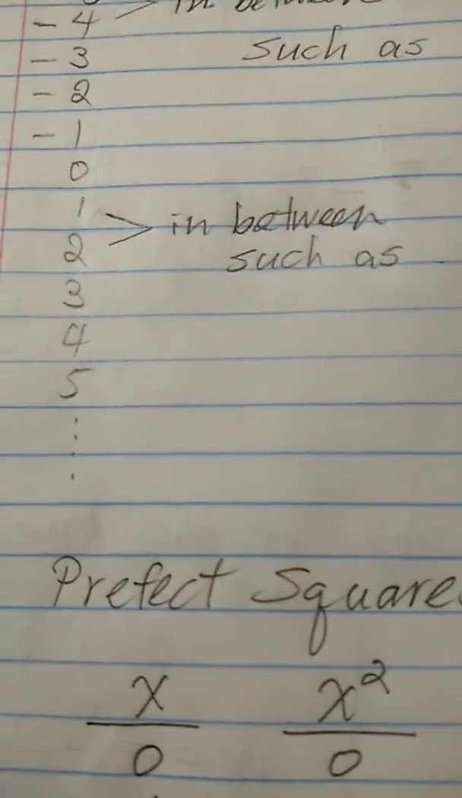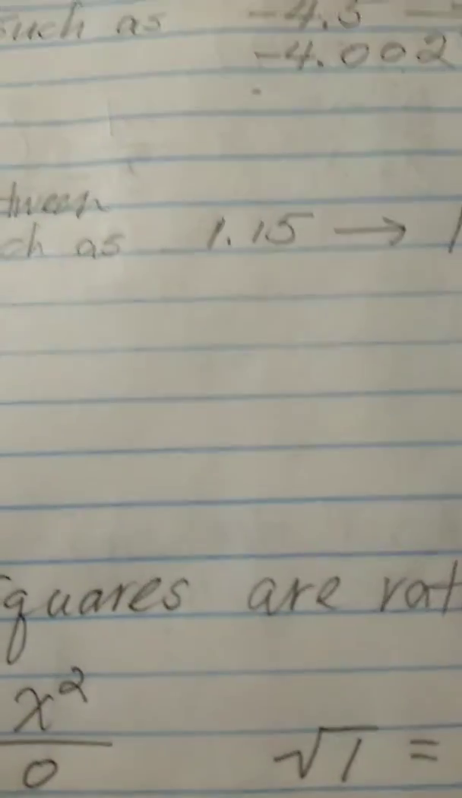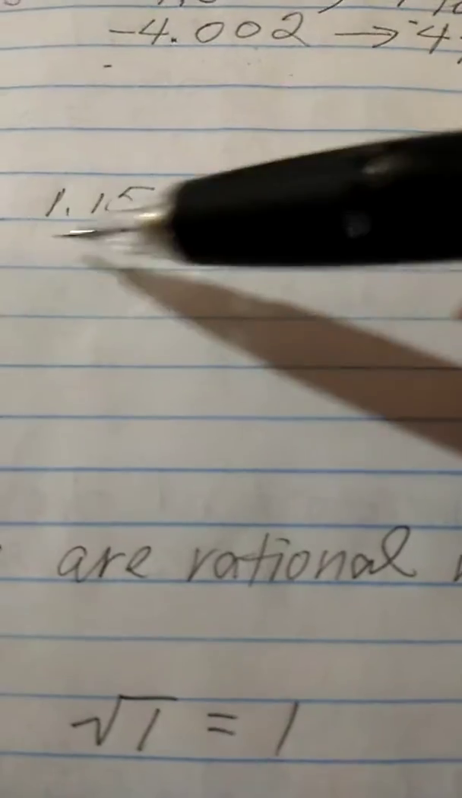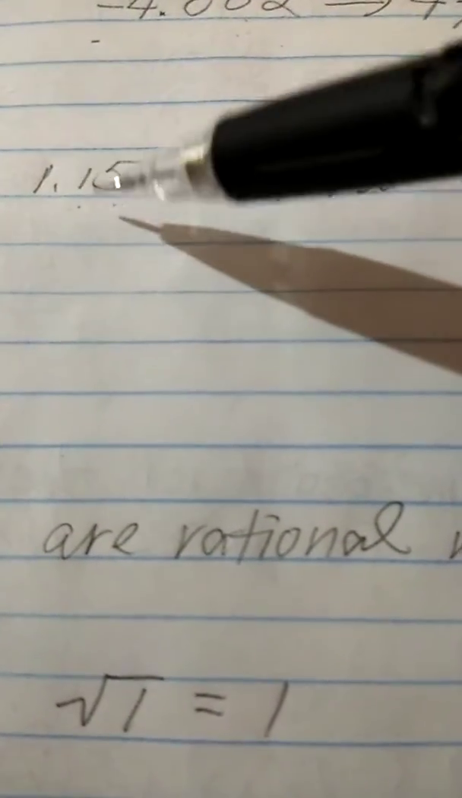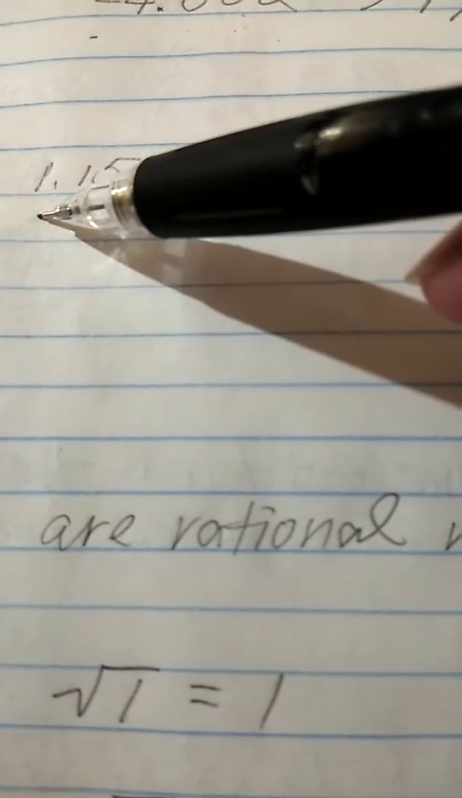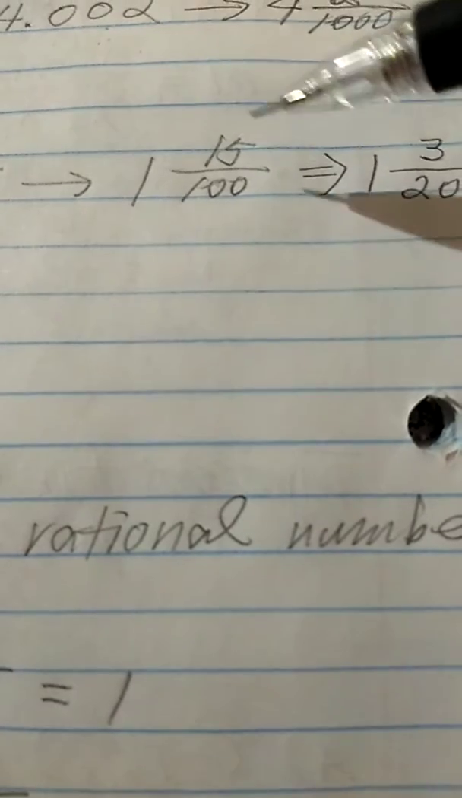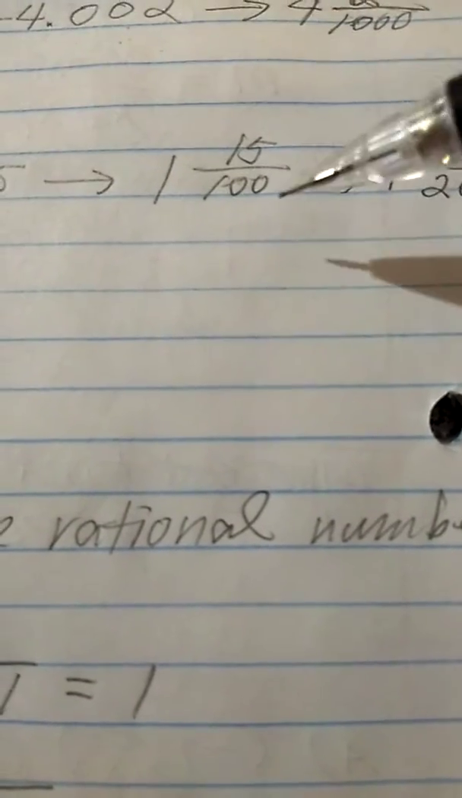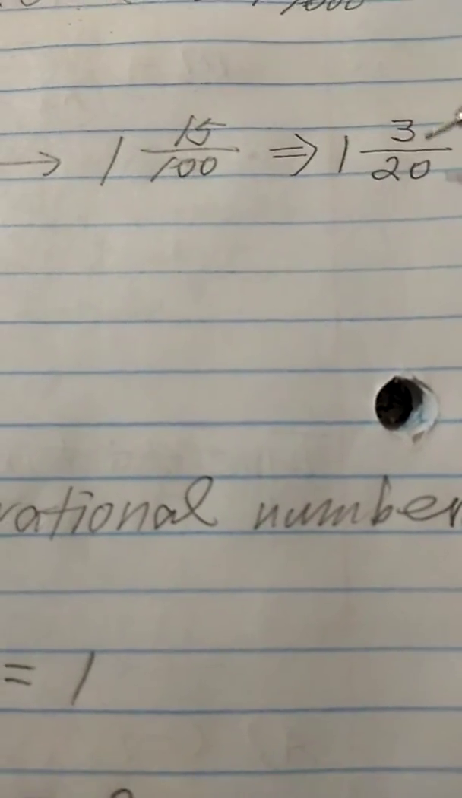Here's another example. Think about a number between 1 and 2, such as 1.15. Again, this is the 10th place. This is the 100th place. So this means this is 1 and 15 over 100. And this can also be simplified by dividing both sides by 5, and you get 3 over 20.